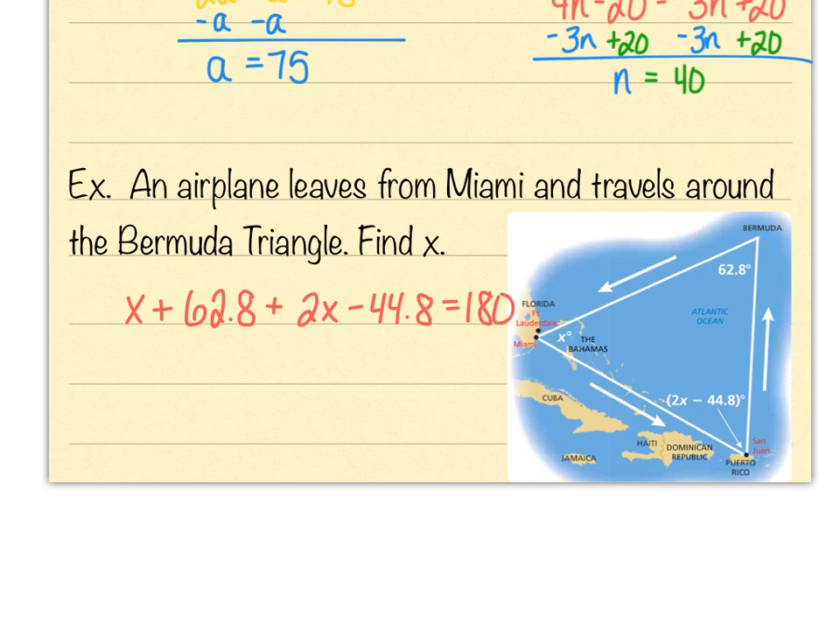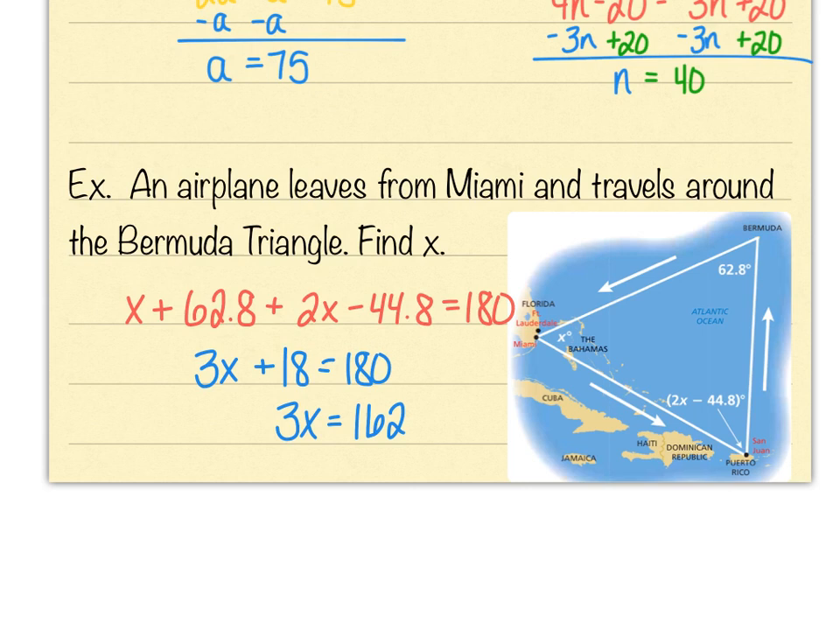So when I combine my like terms, we have 3x, and then 62.8 minus 44.8 is just 18, equals 180. So we combine our like terms, our decimals actually make a nice constant number for us here. We're going to subtract 18 from the other side. So 3x is 180 minus 18, which is 162. Sorry to confuse you there.